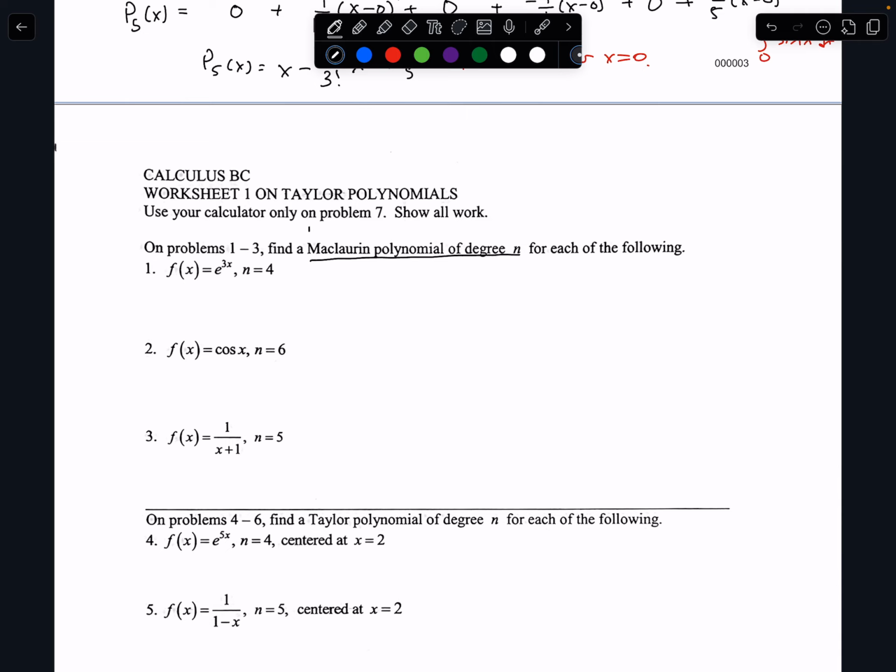So Maclaurin, remember, is a Taylor with the center c equal to 0. So anytime you see Maclaurin, we're saying we're just centered equal to 0.